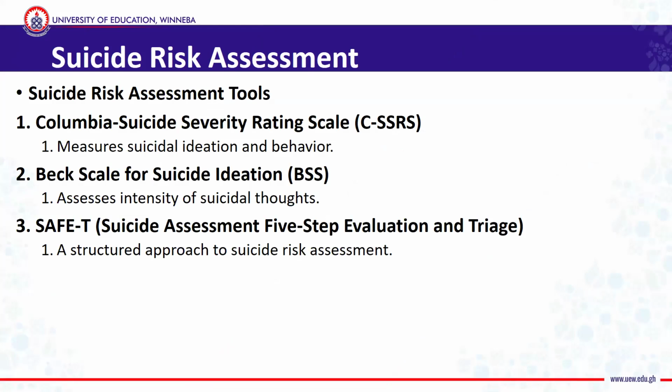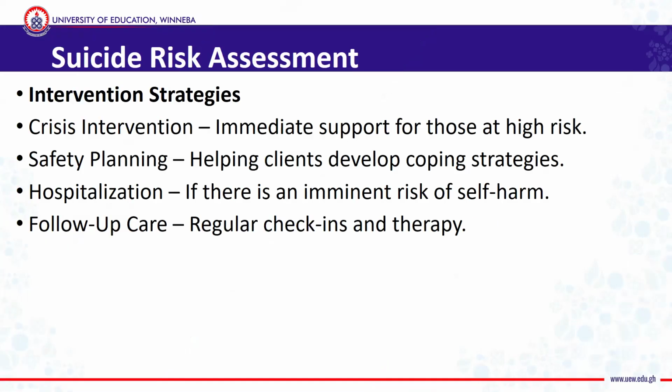And again, suicide risk assessment tools are there. Several of them are available. We have the Columbia Suicide Severity Rating Scale. It measures suicidal ideation and behavior. The Beck Scale for Suicide Ideation is also there. It also assesses the intensity of the suicidal thought, the thinking the person goes through. And we have the SAFE-T, Suicide Assessment Five-Step Evaluation and Triage. It's a structured tool that we use to approach suicide risk assessment.